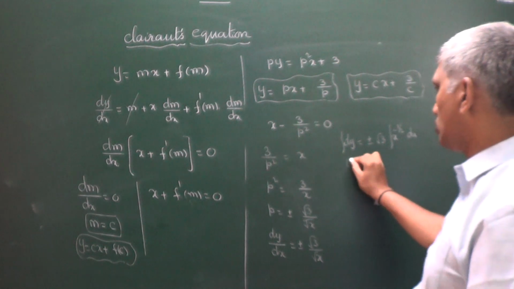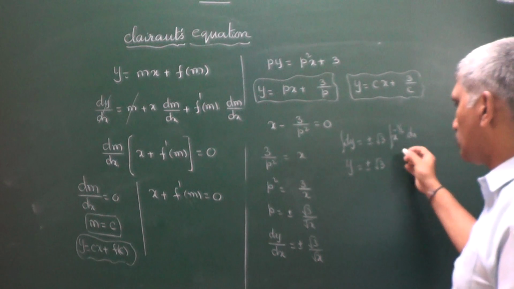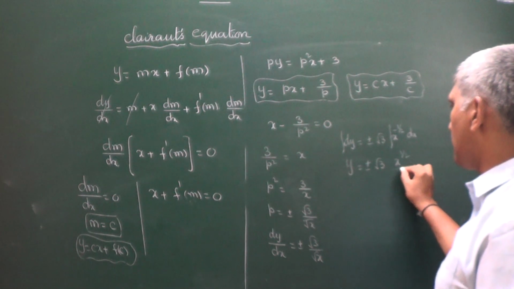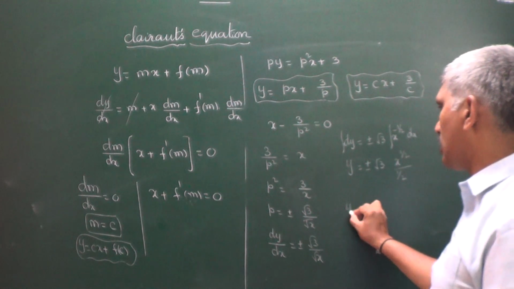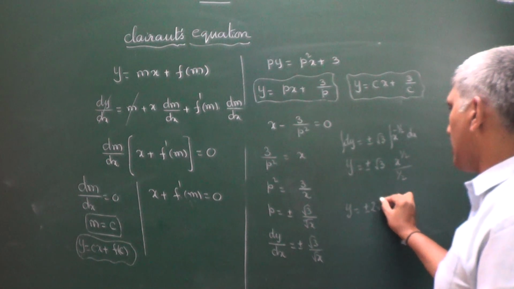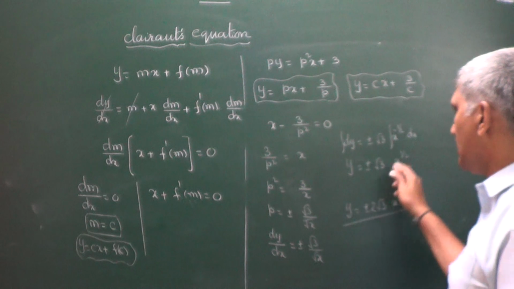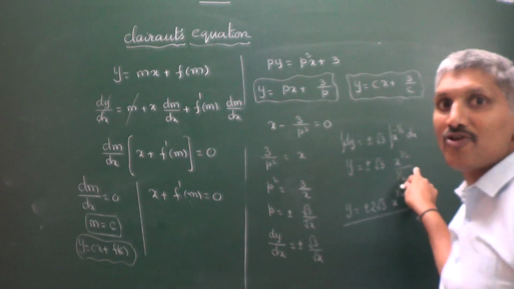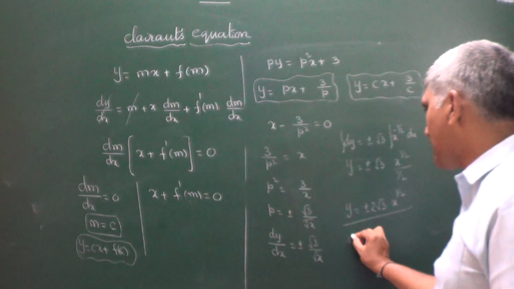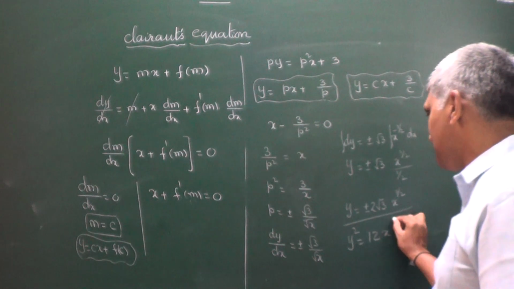y = ±√3 x^(-1/2). Integrating, we get x^(1/2) divided by 1/2. Therefore y = ±2√3 x^(1/2). After removing the integration, don't write the constant of integration, I told, right? Now squaring on both sides, you will get y² = 12x.